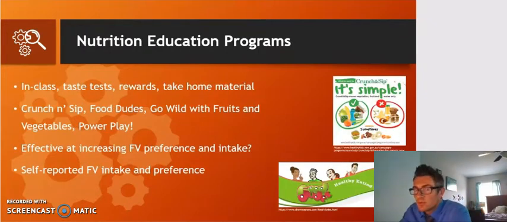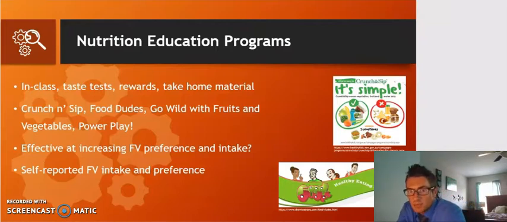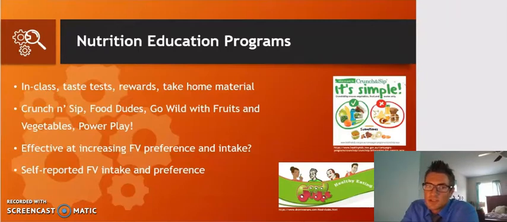Efforts to increase fruit and vegetable intake in school populations include in-class nutrition education strategies that may be coupled with taste tests, reward systems, take-home resources, and repeated exposure measures to reduce new food fear in populations of 4 to 18 aged children. Programs such as Crunch and Sip, Food Dudes, Go Wild with Fruits and Vegetables, and Power Play all incorporate some level of comprehensive intervention strategies with differing levels of success throughout.